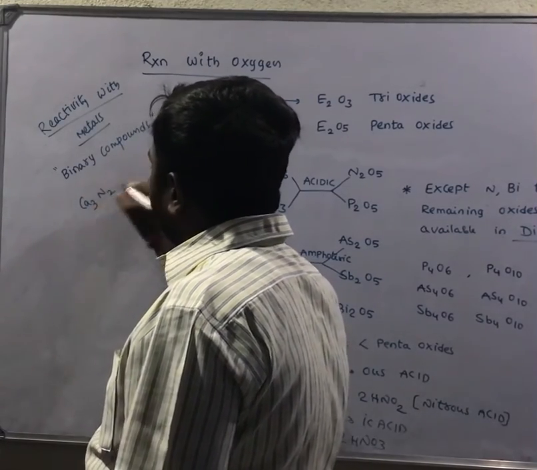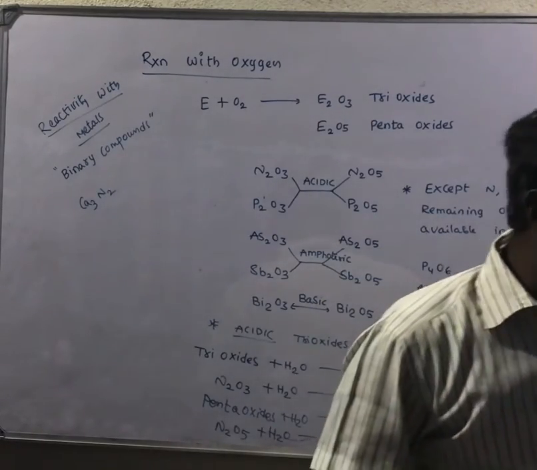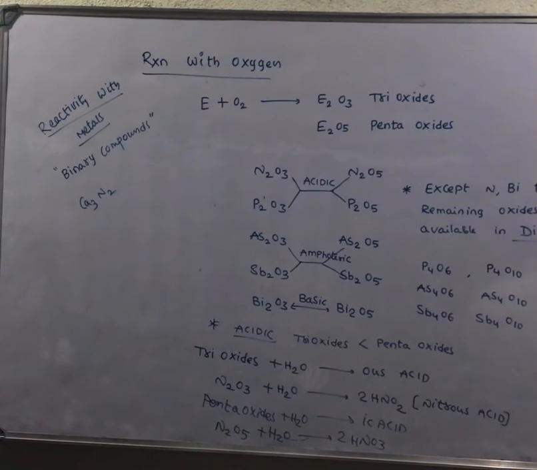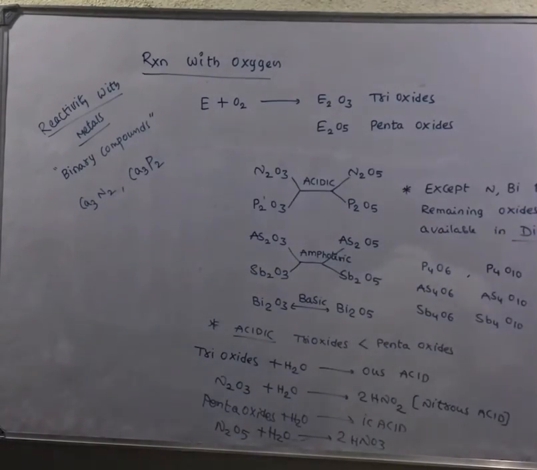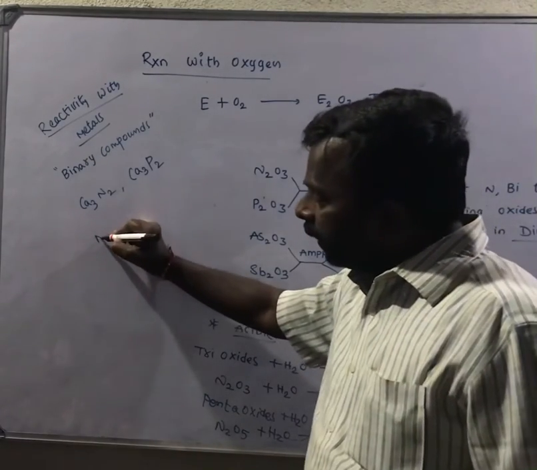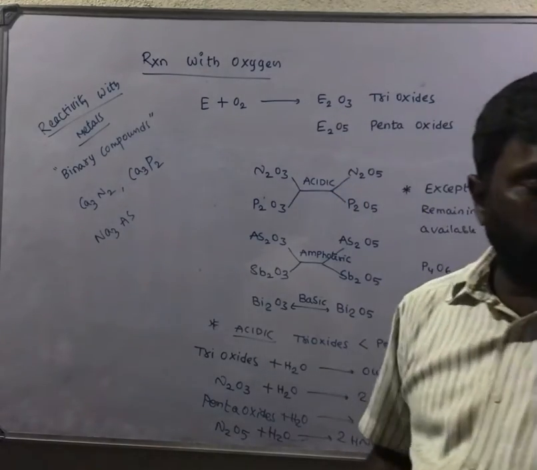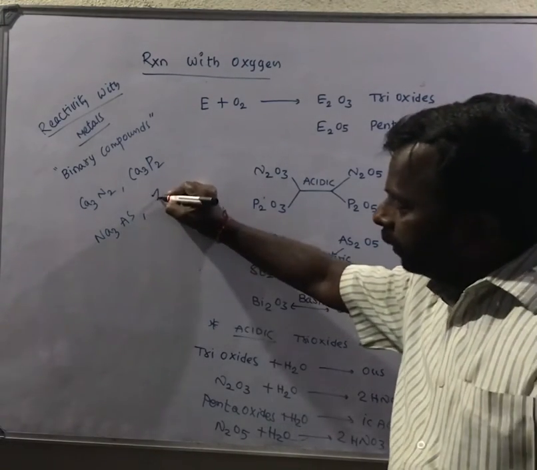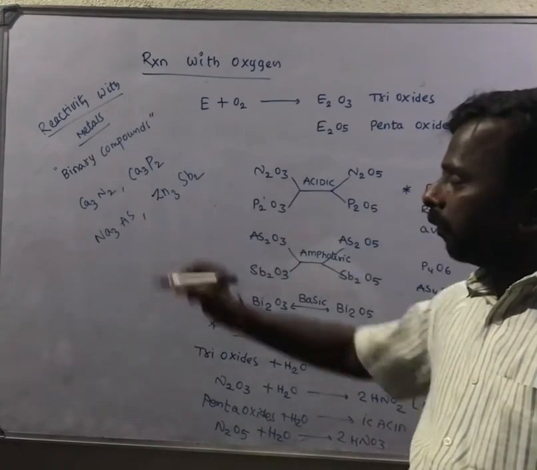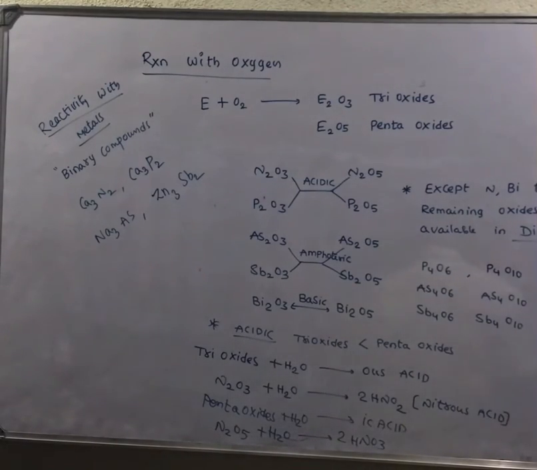Like Ca3N2, calcium nitride: nitrogen has oxidation state -3, calcium +2, by the crisscross method. Then calcium phosphide, Ca3P2, then sodium arsenide, Na3As, where sodium is the metal. And zinc stibnide, Zn3Sb2. Whatever it may be, only two elements are present, that's why they are binary compounds.